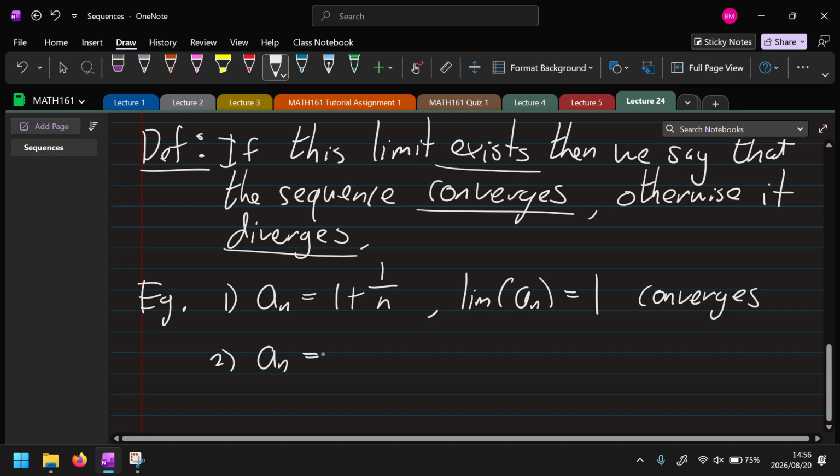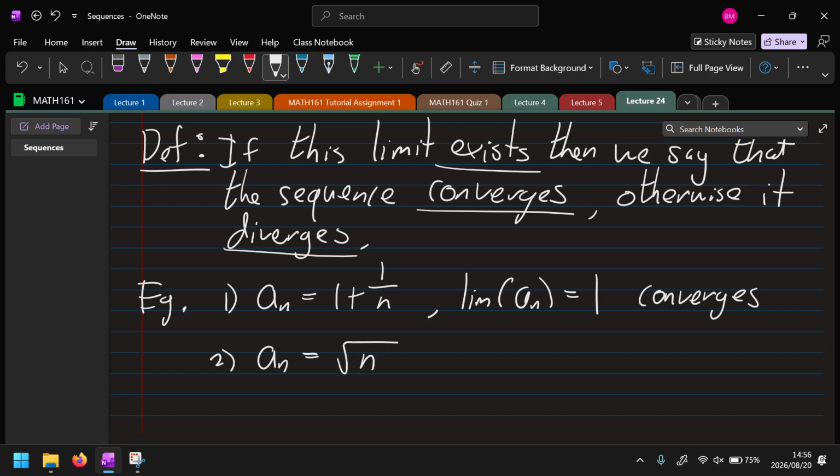Okay, example 2, root n. So we're looking at root 1, root 2, root 3, root 4. What happens to this sequence when n goes to infinity? So root 1, root 2, root 3, root 4. What happens in the limit? Diverges, yeah, goes to infinity. So here, this one, the limit doesn't exist, it diverges.